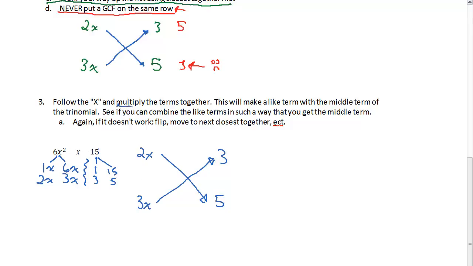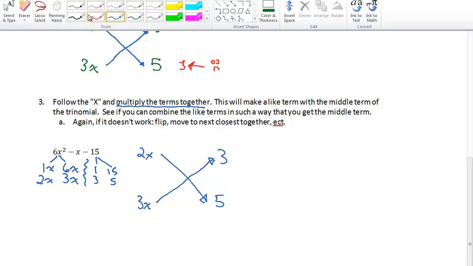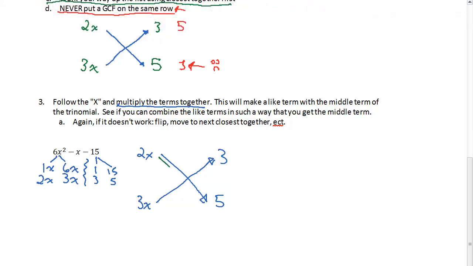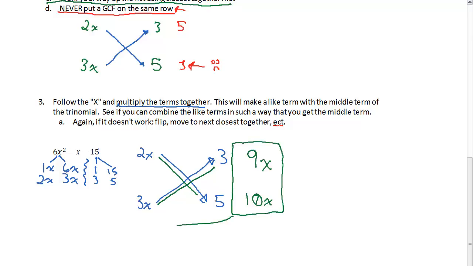Now I'm going to multiply the terms together by following the x. Literally, I'm going to take 2x and come down and multiply it by 5, and that's going to give me 10x. Then I'm going to take 3x and go up to 3, and 3x times 3 is 9x. Now you can see the 9x and the 10x are like terms with this middle guy right here, the negative x.